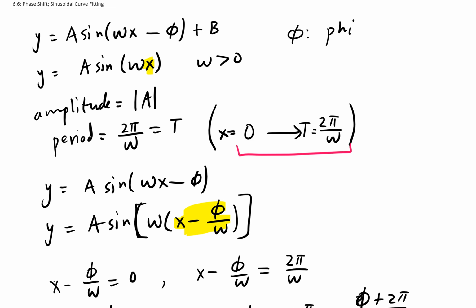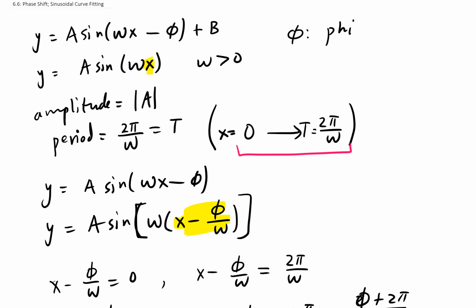The amplitude is how far up and down this can go. It's the absolute value of a. The period is 2 pi over omega, we call it t. So then usually we take the period from x equals 0 to whatever that t is. So if the period is 2 pi, we go 0 to 2 pi. If the period is pi, 0 to pi. So back to this curve here.